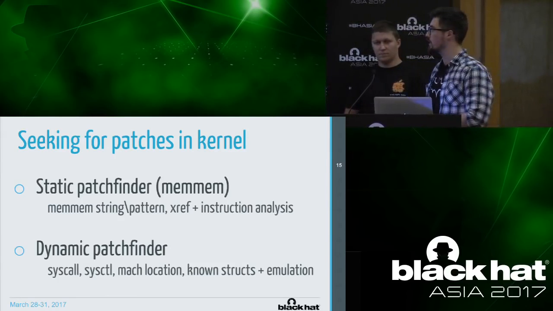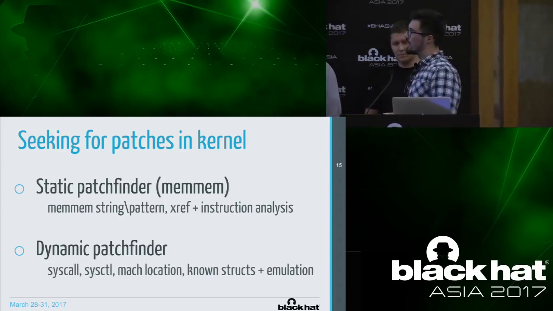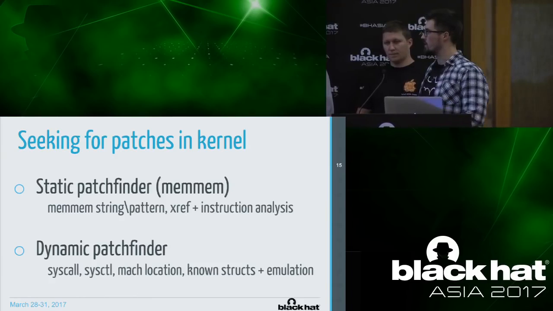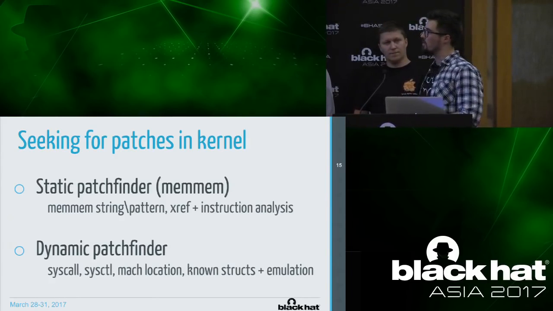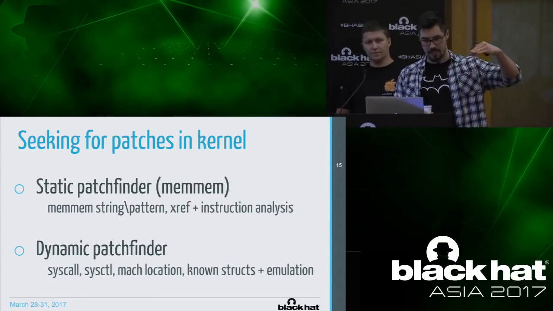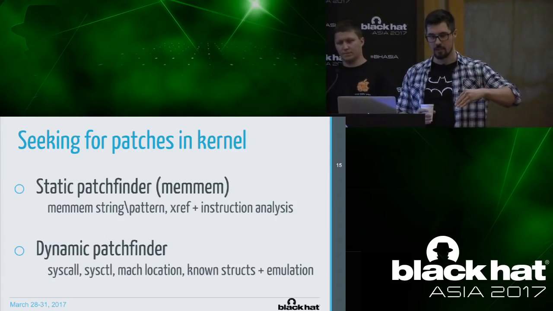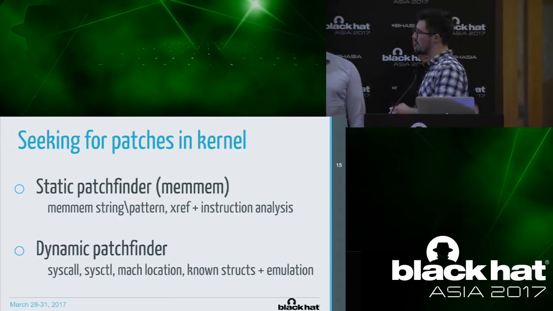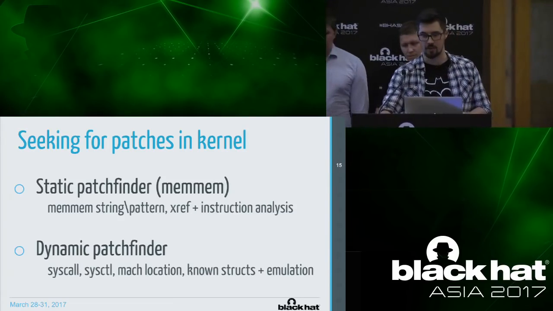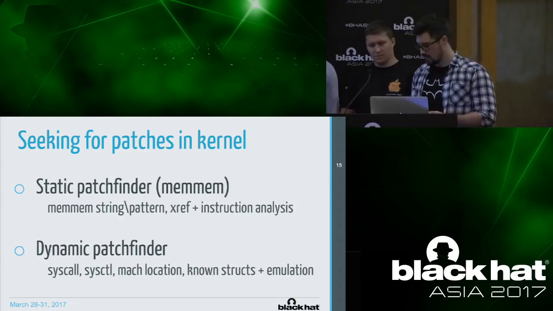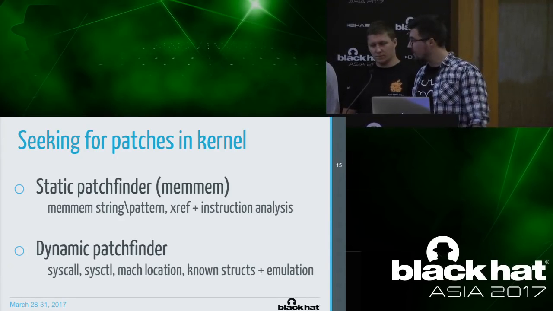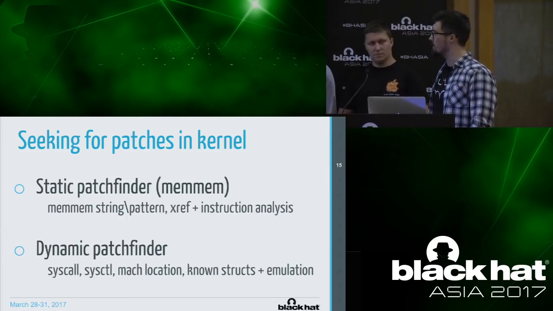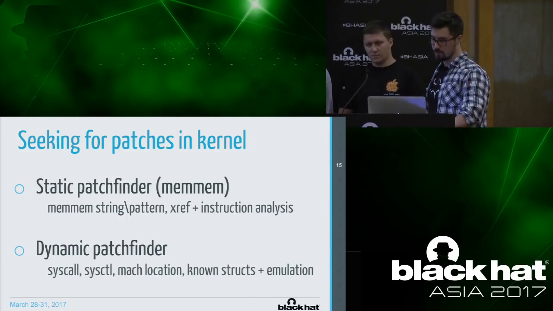The other way to make it is a dynamic patchfinder. The idea behind it is that there are structs in the kernel that never really change, for example, the syscall table, sysctl, Mach syscalls. Those tables just grow, so nothing in the middle really changes. As soon as you can leak the address of the syscall table, you automatically resolve more than 500 functions in the kernel. In combination with instruction emulation, instead of byte patterns, it will be a pretty powerful tool.